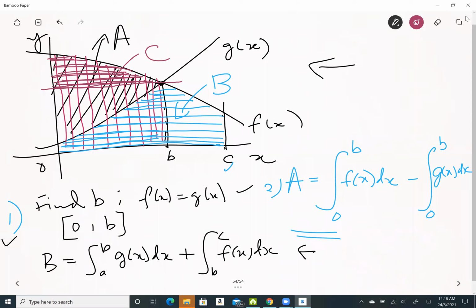Okay, how can we find the area C? Firstly, if you look at this one, what is the interval first? 0 to B. That means you have to find B if it is not already given. Okay, you need to find B, all right? Next, what do you need?